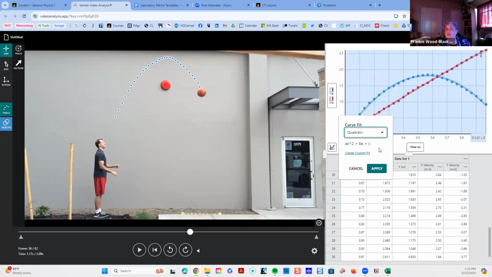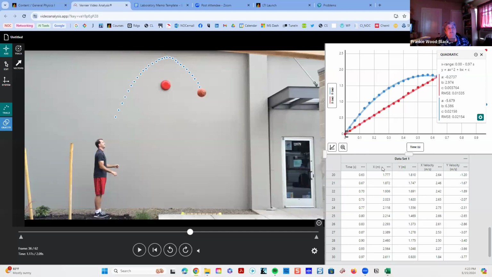And now if I look at my curve fit for the blue and a quadratic, I get a really nice blue curve fit and I get data. Now we can interpret what's happening to the ball in the Y direction based on that data. As we go through our kinematics, these two equations are going to start to make a lot of sense. But we've actually modeled what the basketball is doing just by looking at our data in the video analysis.